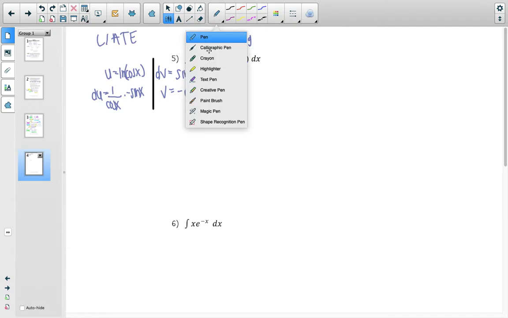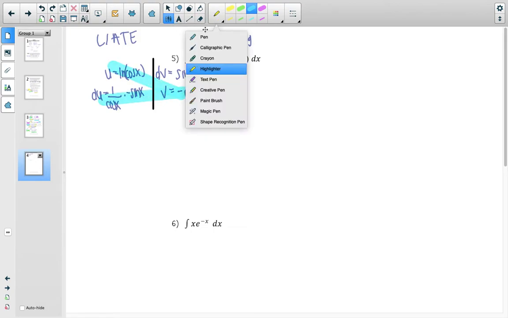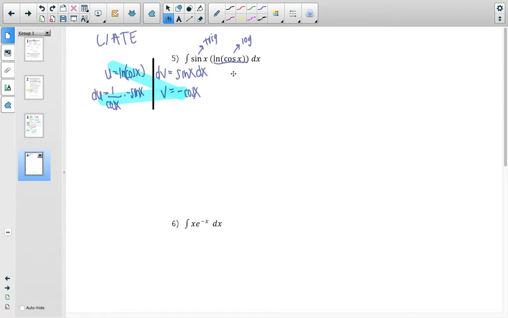So we're going to do our little crossy thing. And we're going to write natural log. Natural log cosine of x times negative cosine of x, and I'm going to end up rewriting that because I just don't like the way it looks, minus negative cosine of x times this. And I'm going to put it together.